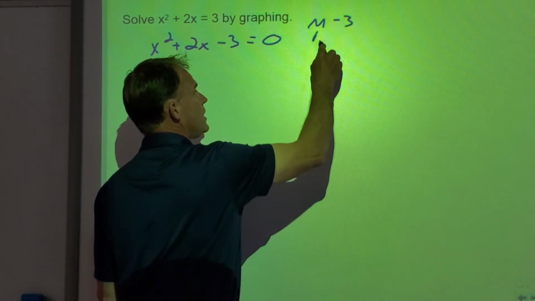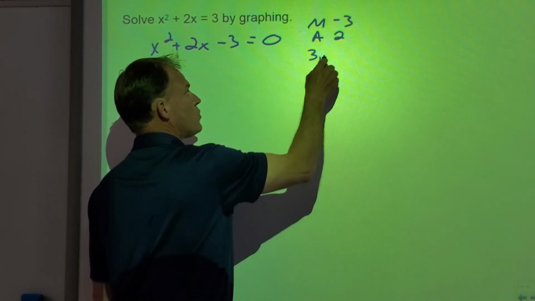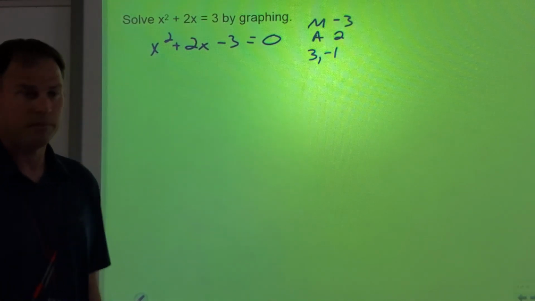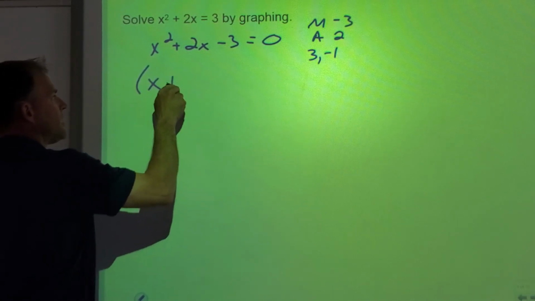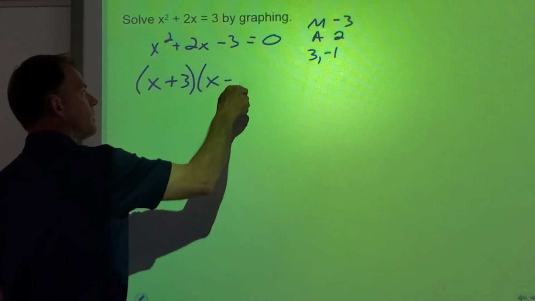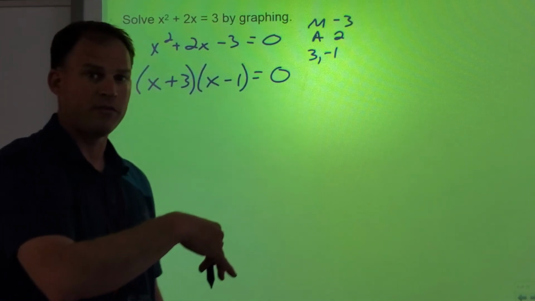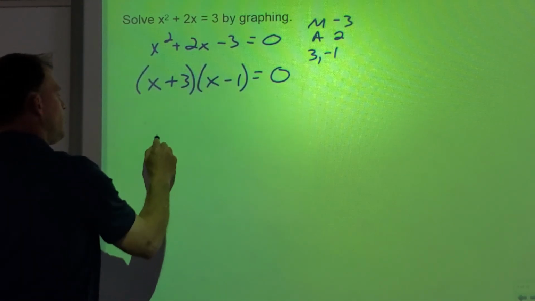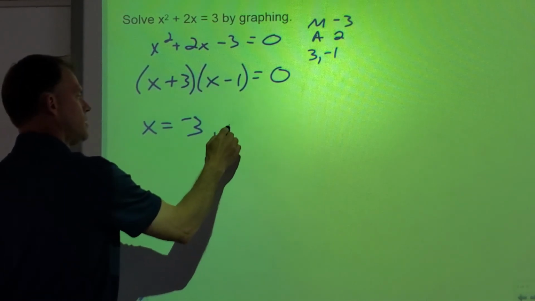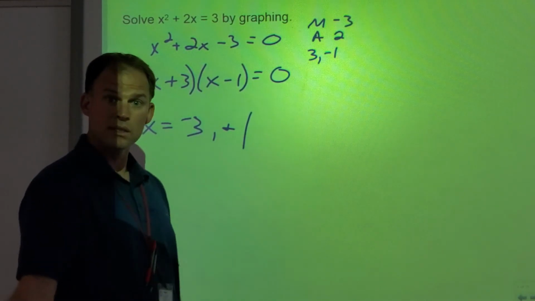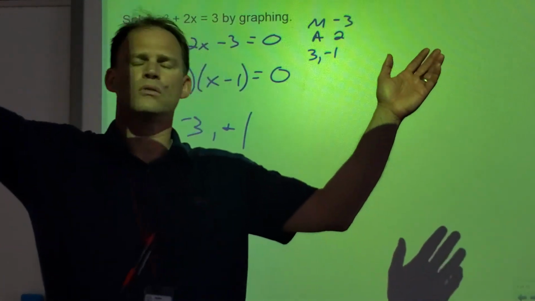Multiply to negative 3, add to positive 2, and of course 3 and negative 1. Do that. So now I know this factors to x plus 3, x minus 1. So now I can use my zero product property from yesterday, and I know that x is negative 3 and 1. Same answers. Oh, Mr. Stevens, that's so much better.